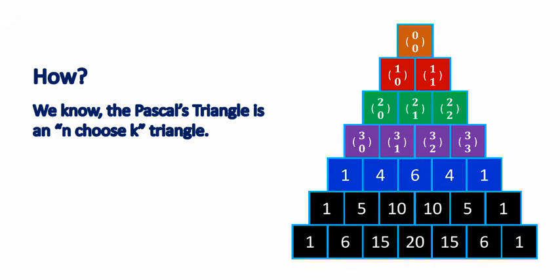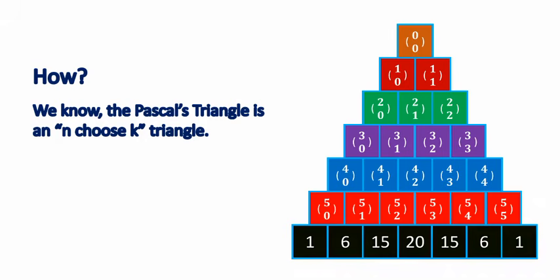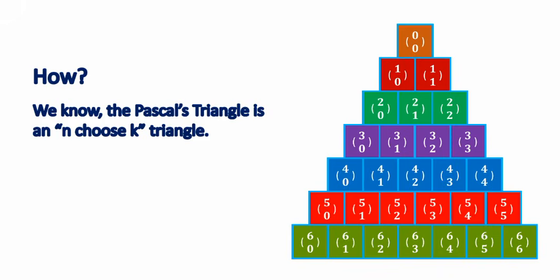These numbers are equivalent to 4 choose 0, 4 choose 1, 4 choose 2, 4 choose 3 and 4 choose 4. These numbers are equivalent to 5 choose 0, 5 choose 1, 5 choose 2, 5 choose 3, 5 choose 4 and 5 choose 5. And these numbers are equivalent to 6 choose 0, 6 choose 1, 6 choose 2, 6 choose 3, 6 choose 4, 6 choose 5 and 6 choose 6.